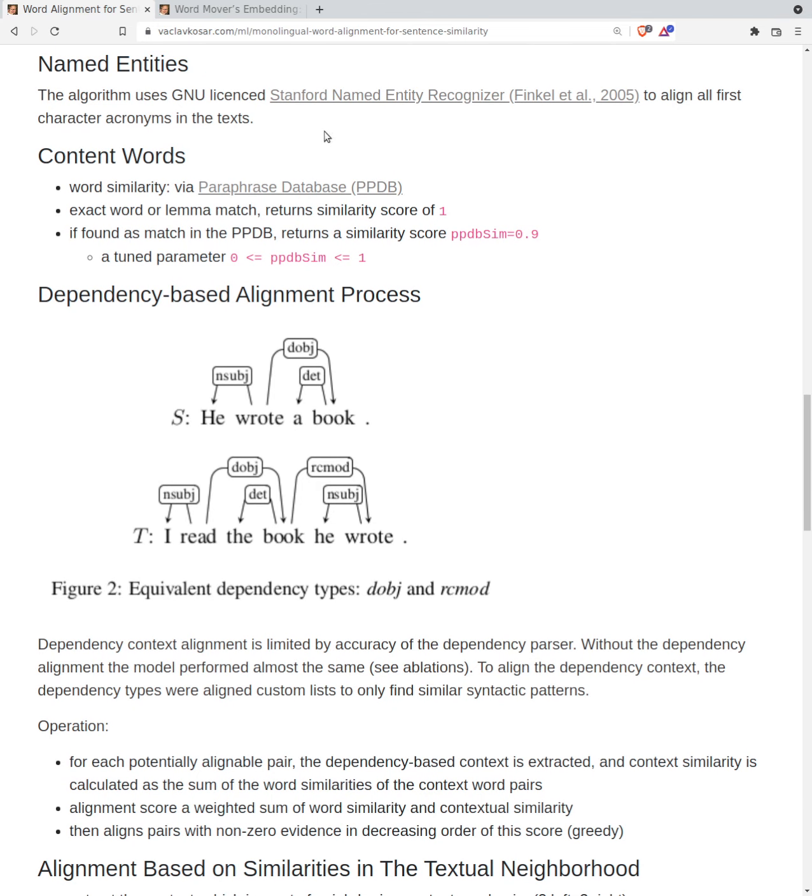Named entities, so they use the Stanford named entity recognizer, GNU licensed. And then they map them also to acronyms. They align to acronyms. Content words. So for example, if both sentences have some name, you align that name.